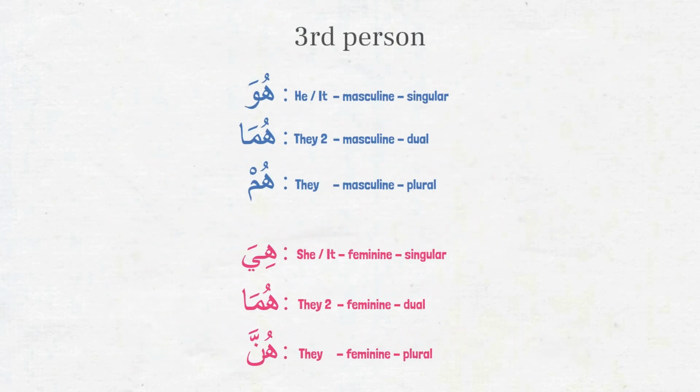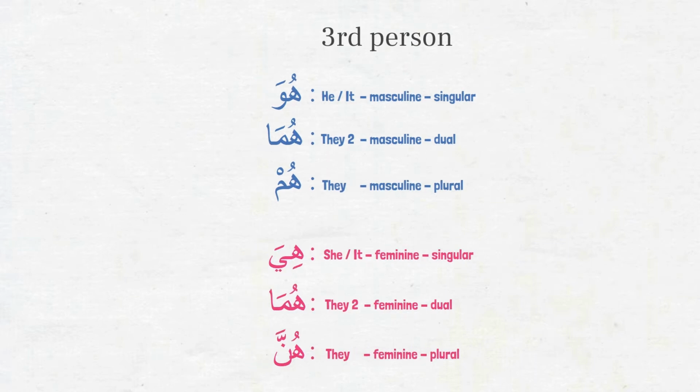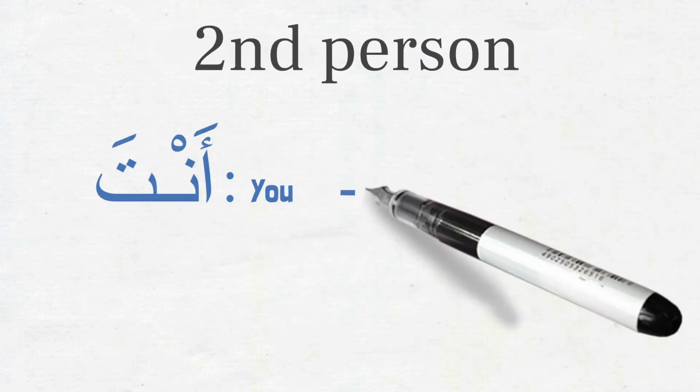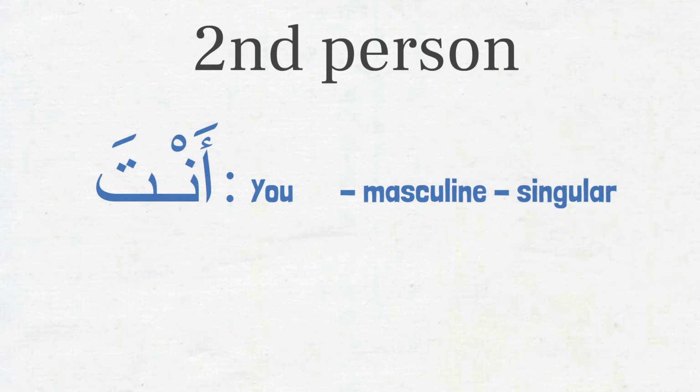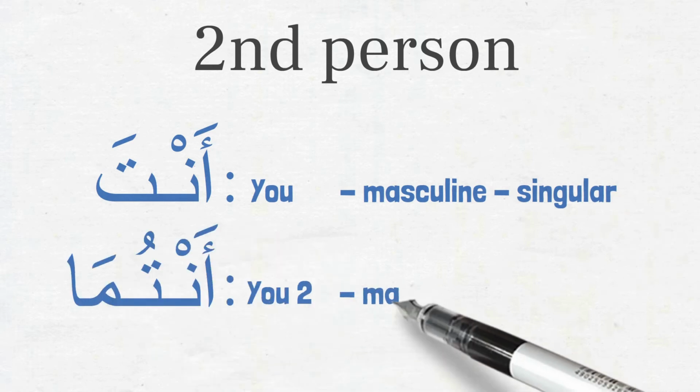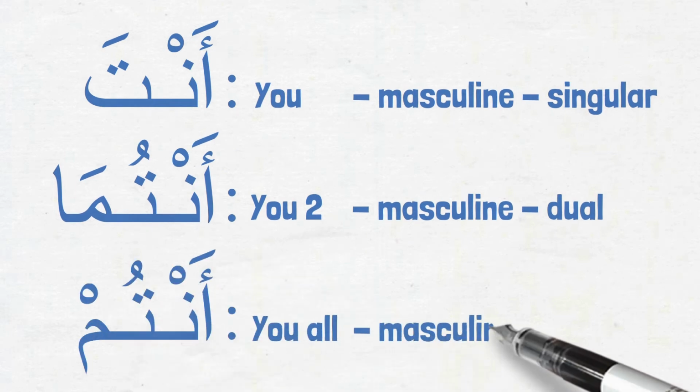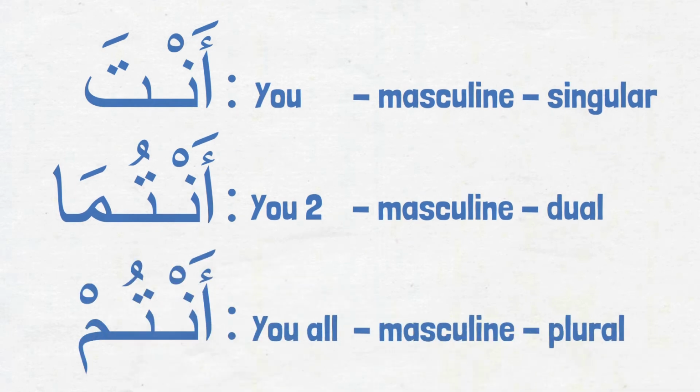So far we have huwa, huma, hum, and hiya, huma, hunna, translated as he, they two, and they for males, she, they two, and they for females. Now let's see the pronouns for the second person. Anta means you for masculine singular. Antuma is you two for masculine dual. Antum is you all for masculine plural.